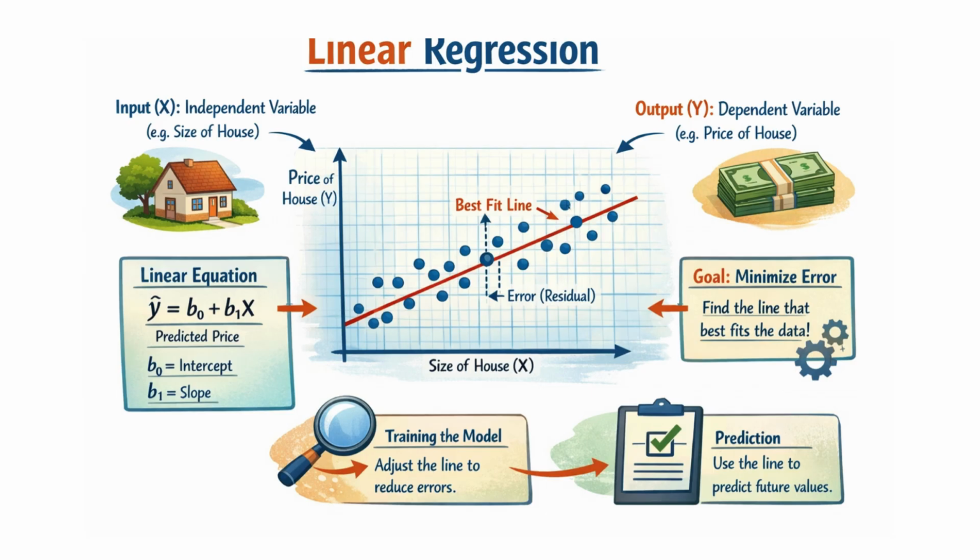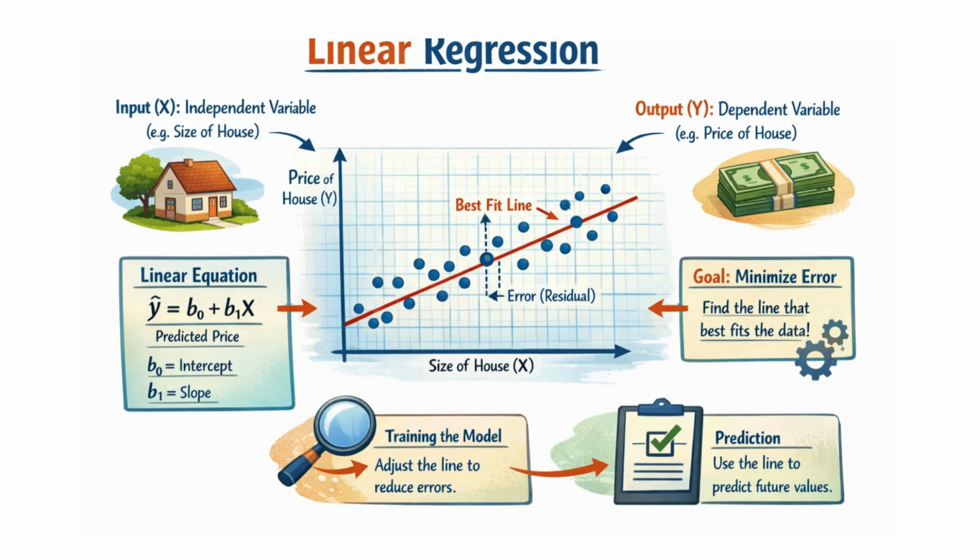The vertical dashed lines indicate the error, or residual, which is the difference between the actual value and the predicted value. The main goal of linear regression is to adjust the line so that these errors are as small as possible.